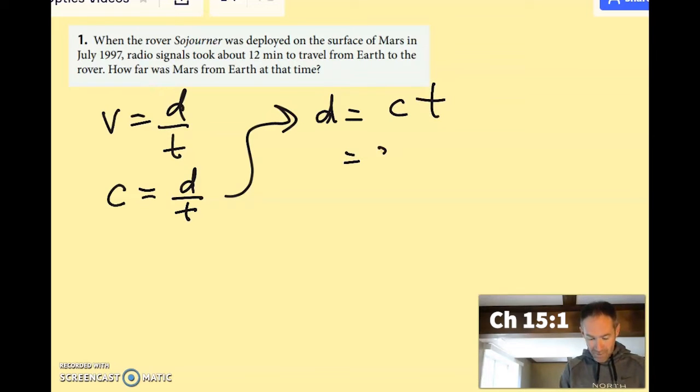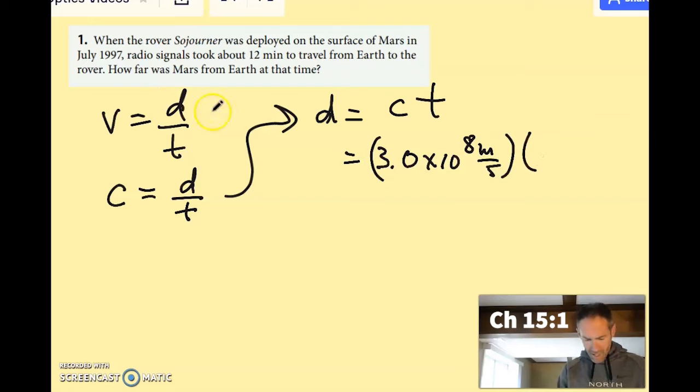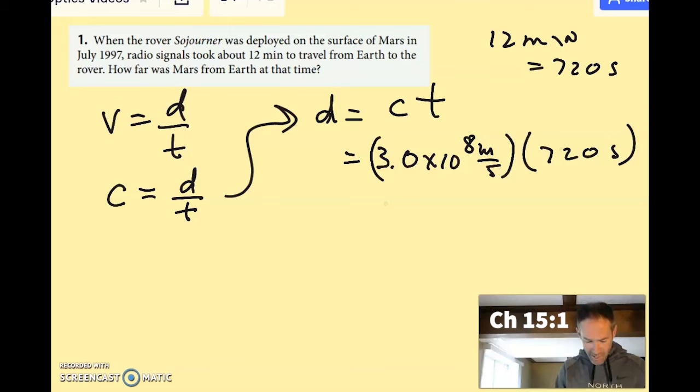And so for the speed of light, we are going to use 3 times 10 to the 8th meters per second. And the time is going to be 12 minutes. 12 minutes times 60 seconds per minute is the same as 720 seconds. So I'll put 720 seconds in there. Now 3 times 700 is 2100, and 3 times 20 is 60. So that's 2160 times 10 to the 8th meters.